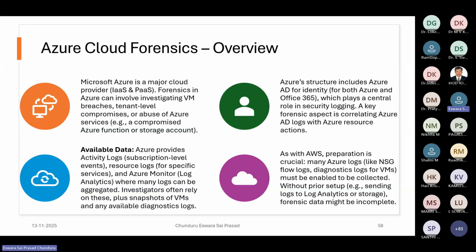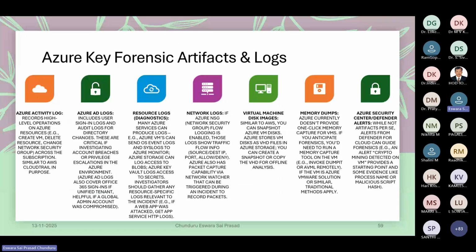Then Azure cloud-based forensics. If you see, these are the various key artifacts and logs: Azure activity logs, Azure AD logs, and then resource logs, that is the diagnostic logs, which contain something like OS related logs, event logs, syslogs, monitoring logs, all these things. And then network logs, which contain the network flow logs with the source and destination IP addresses, ports, and other things. And then virtual machine disk images.